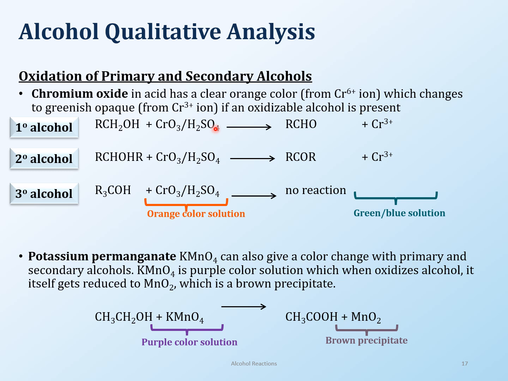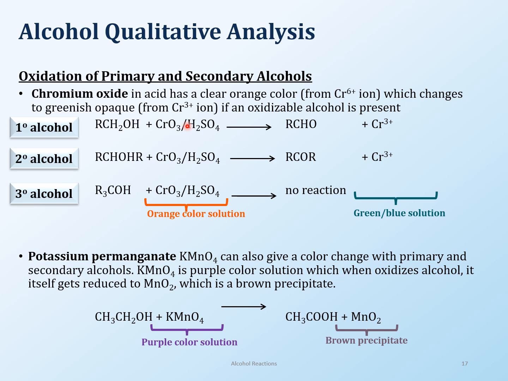So chromium here is 6 plus. We have 3 oxygens, so chromium is 6 plus, which is an orange solution. Once the chromium oxidizes the alcohol, it itself will be reduced because it's a redox reaction. Once it gets reduced, it gives Cr3 plus, which is sort of a green-blue solution. So the qual test analysis here is just of a color change. The alcohols themselves are not colored. Remember that they are colorless usually.